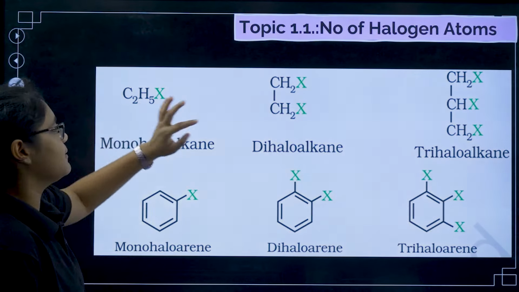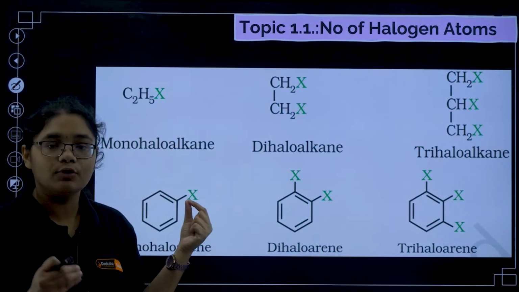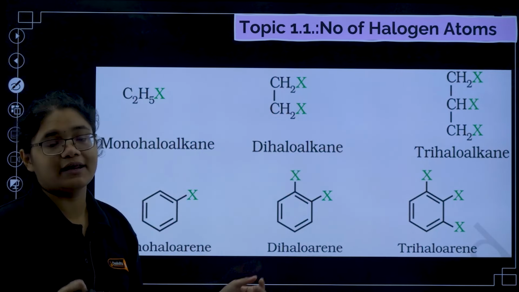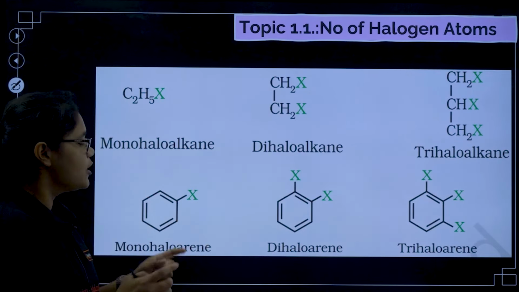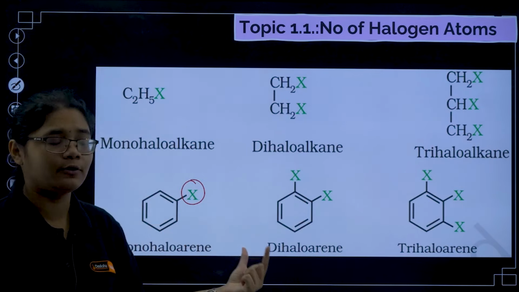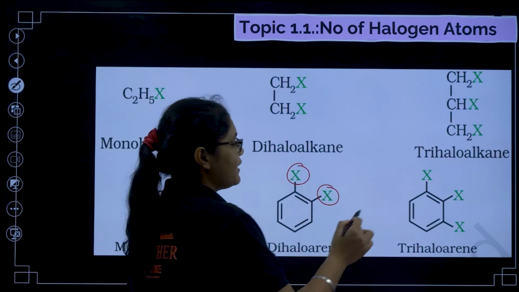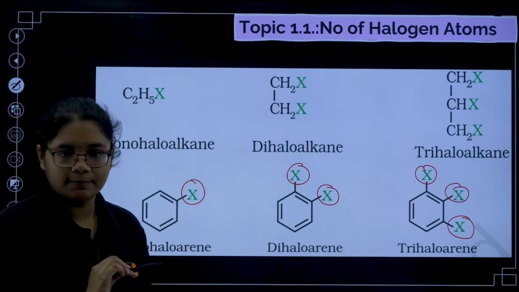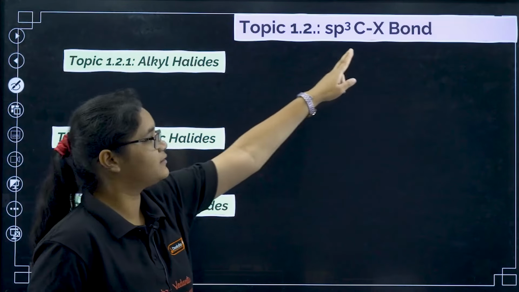First is the classification on the basis of the number of halogen atoms. It is very simple. If you have one halogen, it is a monohaloalkane, 2 halogens, dihaloalkane, 3 halogens, trihaloalkane. Similarly, for aromatic compounds or haloarenes, 1 halogen is called monohaloarene, 2 halogens dihaloarene, and 3 halogen atoms trihaloarene. Now let's move forward to the second category, the sp3 C-X bond.